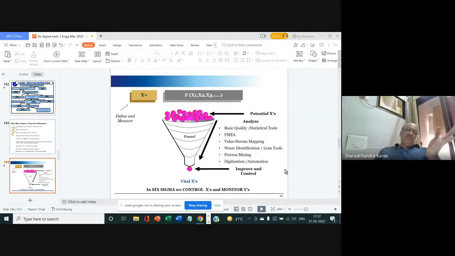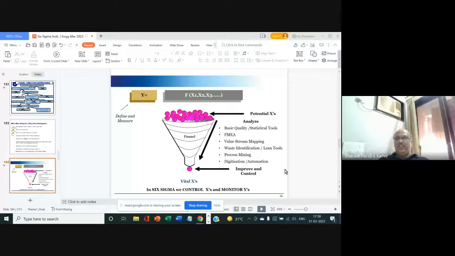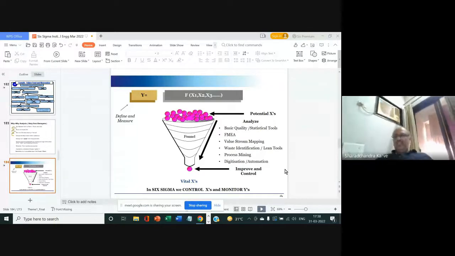Then we looked at the capability of the process. What is the present capability when we are at baseline level? The idea is to improve that metric. So we want to understand what my present capability is on the scale of 0 to 6. Any process, it may be a cycle time, it may be a yield.